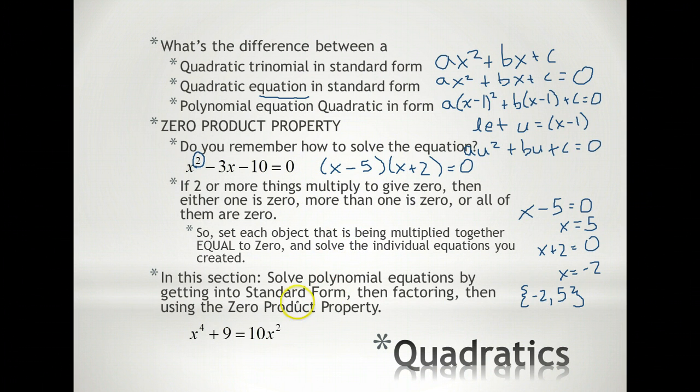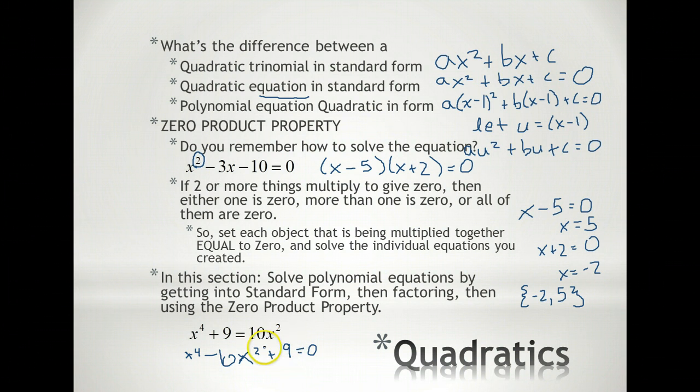So we also need to solve something that looks like this. So this is a polynomial that's quadratic in form. And in order to factor it, we first need to get everything on one side. So it's in the form au squared plus bu plus c equals 0. So we need to move the 10x squared to the other side, and we need to put it before the 9. So we get x to the 4th minus 10x squared plus 9 equals 0.